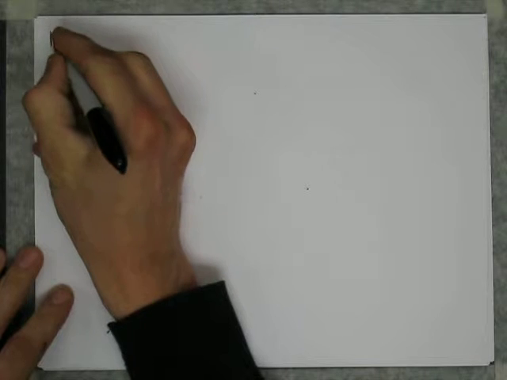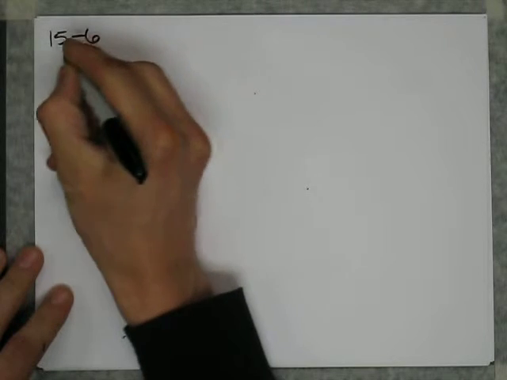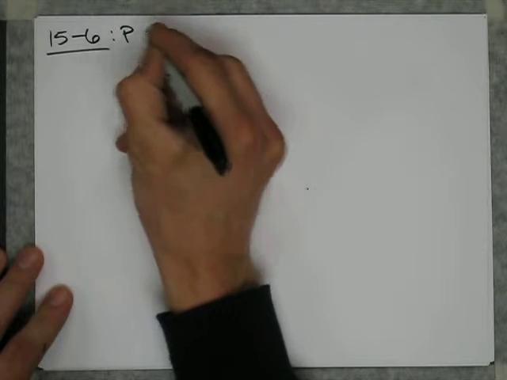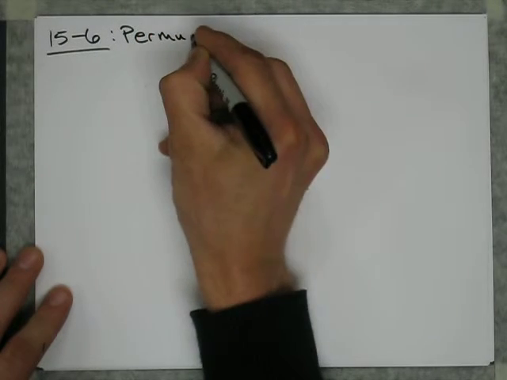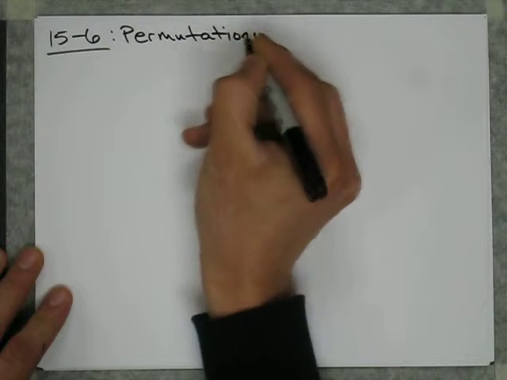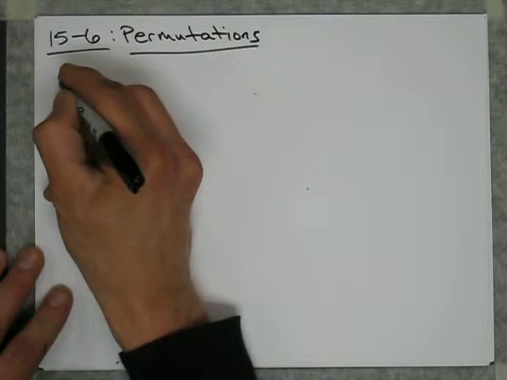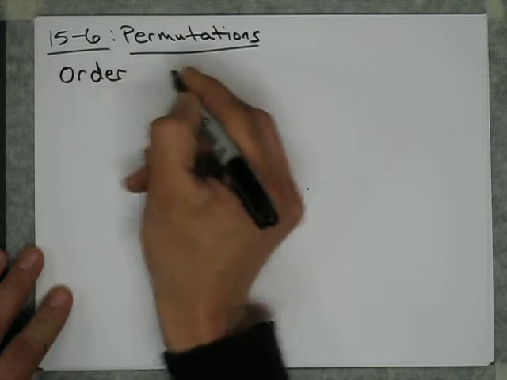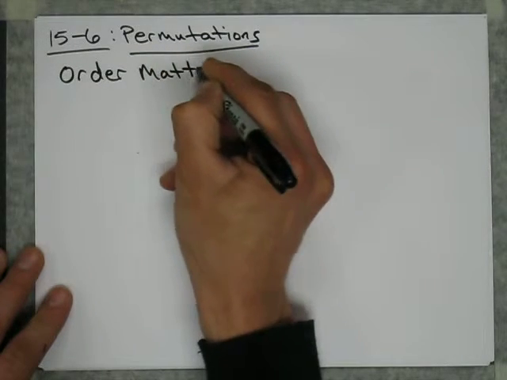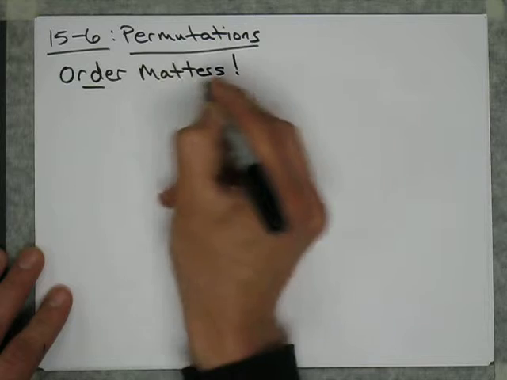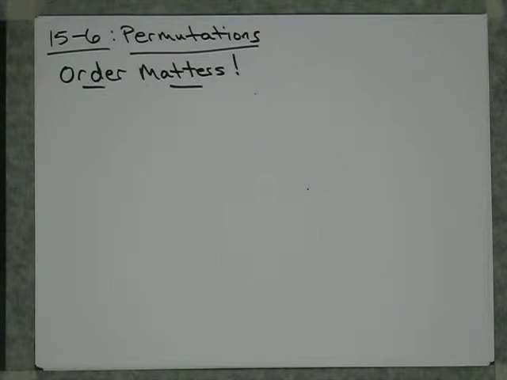Okay, we're going to talk about 15.6 today, which is permutations. Now, there's two things that we deal with that are similar, and it's called permutations and combinations. Today we're going to talk about permutations. And with permutations, the key is order matters. Write that down. Order matters with a permutation. With a combination, order doesn't matter. We'll talk about that in 15.7, but with a permutation, order matters.